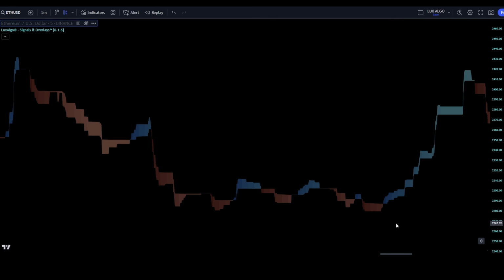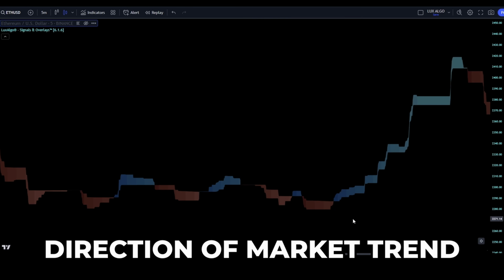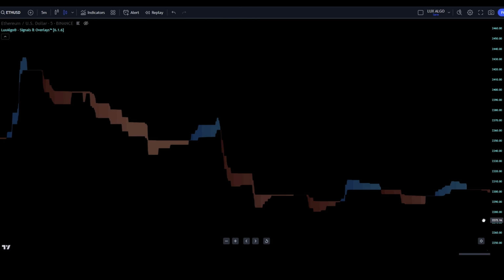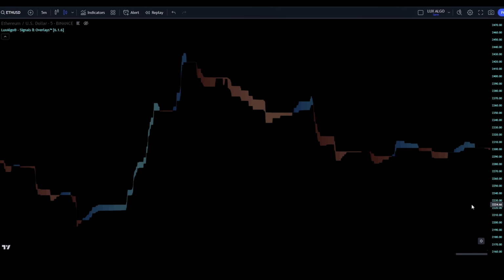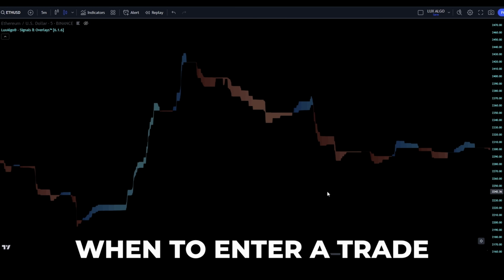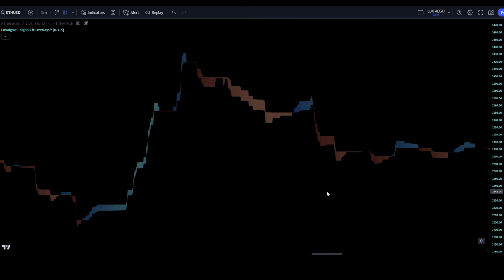Finally, let's understand the logic behind the Neo Cloud. The Neo Cloud is like the Ichimoku cloud and helps us see the direction of the market trend. When the market is going up, the Neo Cloud acts like a support. When it's going down, it acts like a resistance. This helps you make better decisions on when to enter a trade. The clouds are changing their color to show how new or old the trend is. Brighter colors mean the trend has been going on for a longer time.